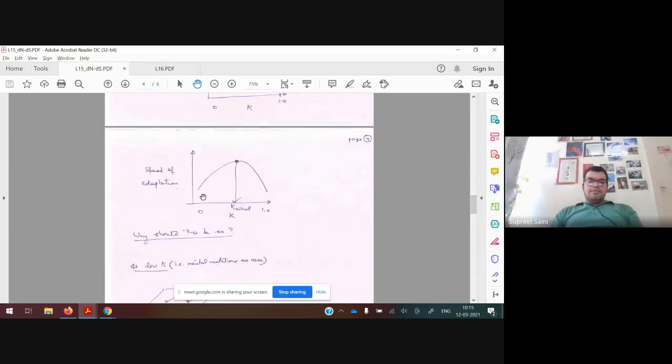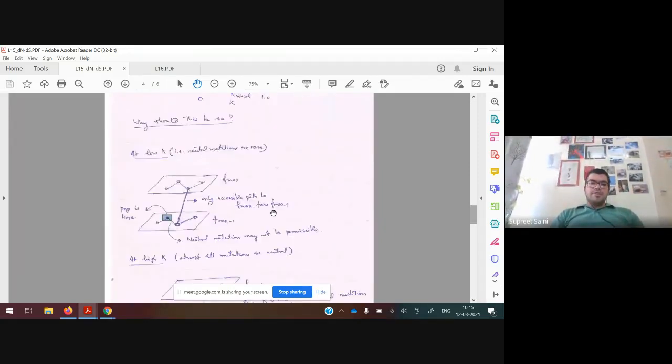As a result, at low values of k, as you increase the value of k, the time taken to reach fmax actually decreases, and hence the speed of adaptation increases, because you're limited by the fact that this mutation is not taking place in the population.